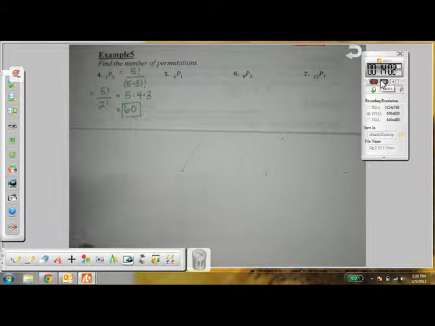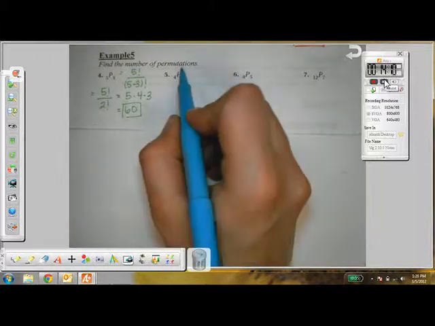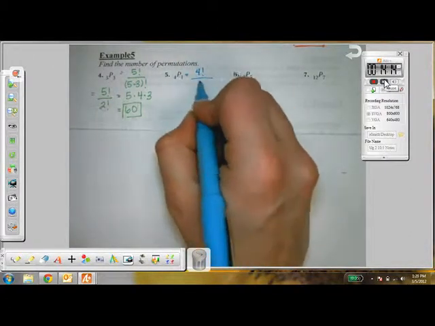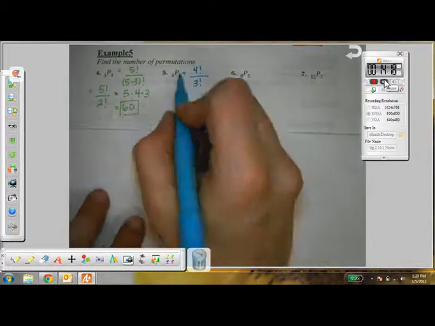So will you guys do 5, 6, and 7 by yourself? Okay, so number 5 is 4 permutated 1 time. So that's going to give me 4 factorial over 4 minus 1, which is 3 factorial. So 3, 2, and 1 all cancel, so my answer here is just 4.